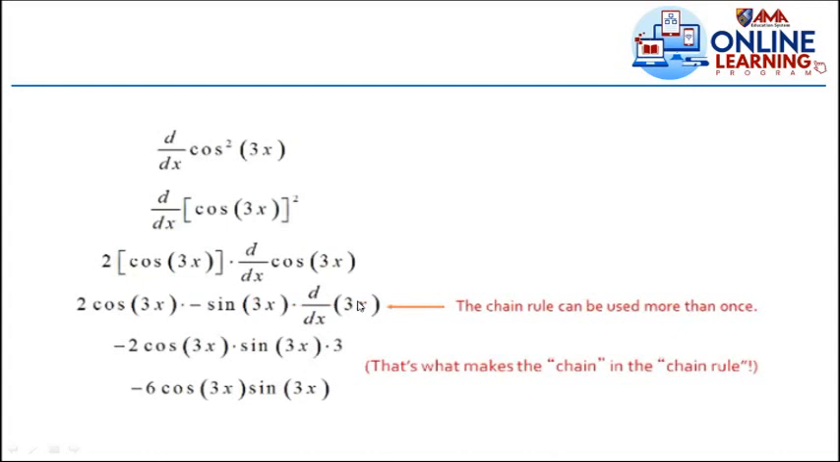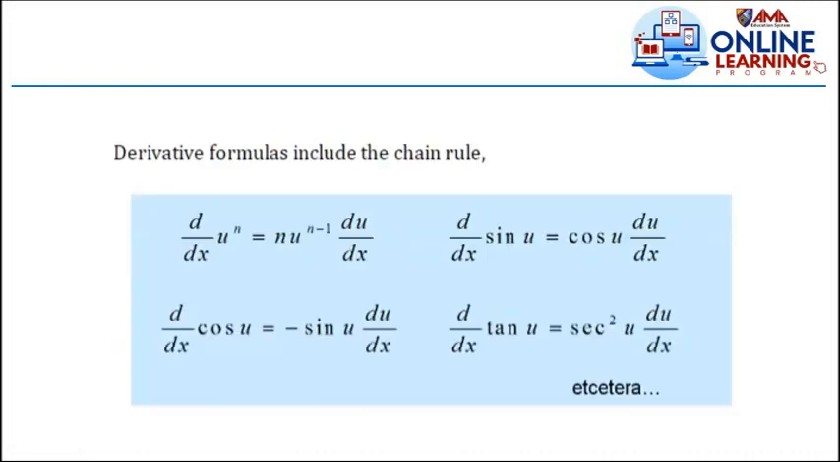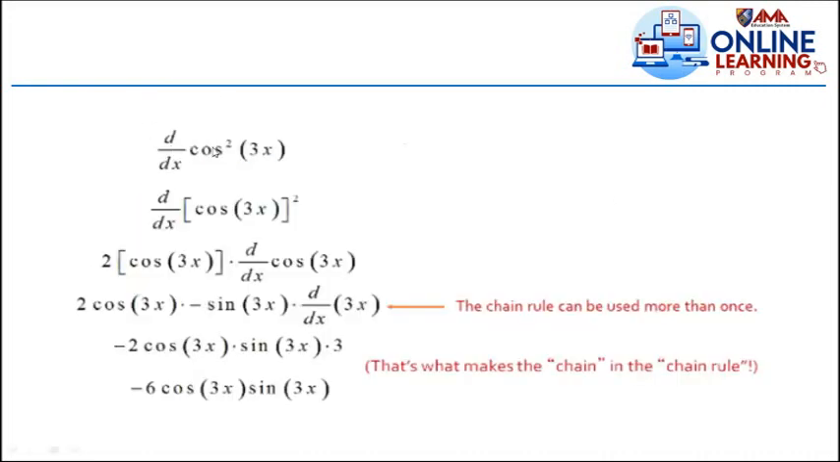Derivative of cosine squared x is multiplied by 3x. Okay? So, we have cosine multiplied by 3x and then squared. So, to cosine 3x multiplied by the derivative dx of cosine 3x, the chain rule can be used more than once, no? So, 2 cosine 3x multiplied by negative sine 3x. Then, the derivative of 3x.